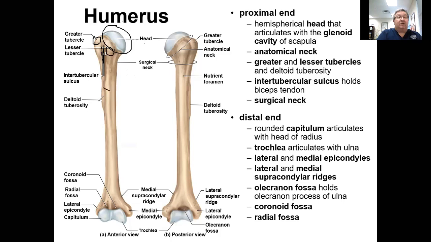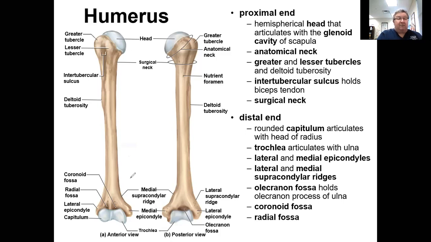On the lateral side of the humerus, we have the deltoid tuberosity, where the deltoid muscle attaches to. Again, very important area. So this is known as the proximal end of the humerus because it's closer to the body. This bottom half here is known as the distal end of the humerus because it's further away from the body.